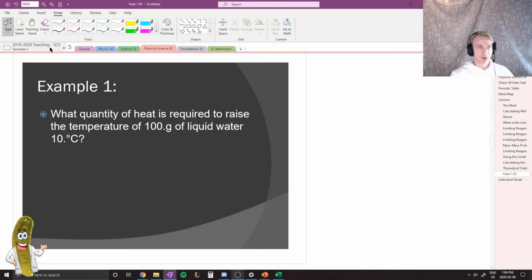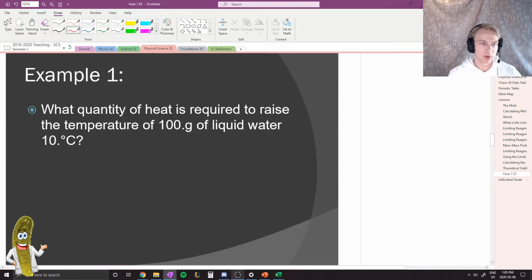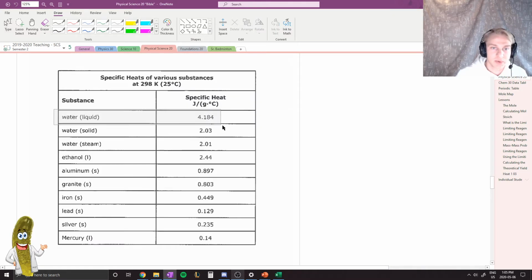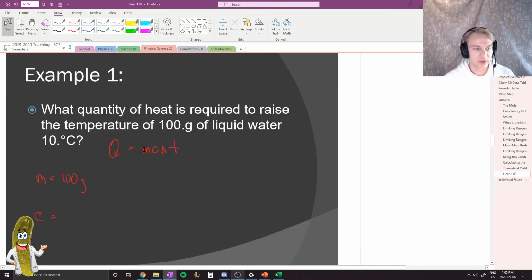So as I mentioned, today is mostly just going through example problems. So example number one here says, what quantity of heat is required to raise the temperature of 100 grams of liquid water 10 degrees? So Q is equal to MC delta T. We have a couple different values here that we can fill in. We have the mass. We know that the mass is equal to 100 grams. The C, which is the specific heat capacity of whatever we're talking about, we can find that. We were told we're dealing with liquid water, so we'll use 4.184 as our value for that. And then we want to raise the temperature 10 degrees, so we would know that the change in temperature, it doesn't matter what the actual temperatures were, we know that the change itself overall will be 10 degrees Celsius.